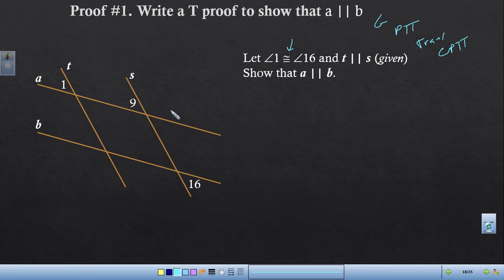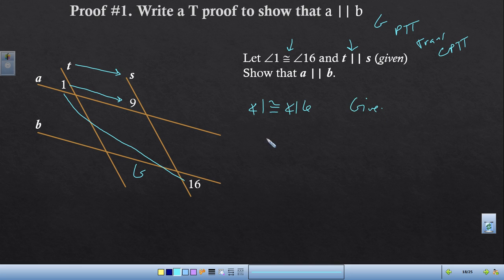So we start with angle 1 being congruent to angle 16. This is our given. Then T is parallel to S. So if T is parallel to S, then I say that 1 is congruent to 9. Then angle 1 is congruent to angle 9, corresponding angles theorem because T is parallel to S. Angle 9 then is congruent to angle 16 by the transitive property. See it here? 16 through 1 to 9.